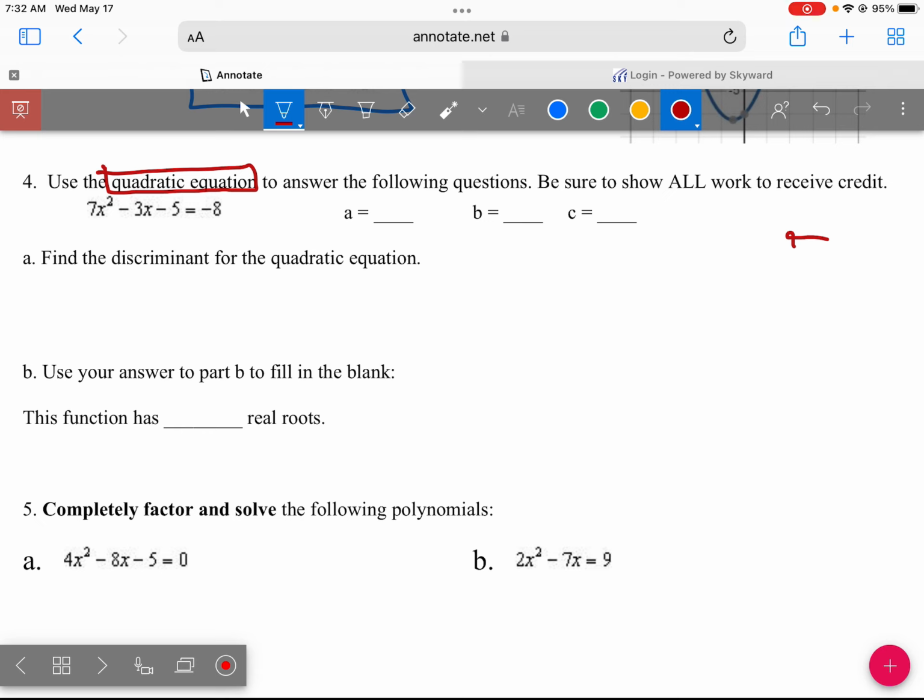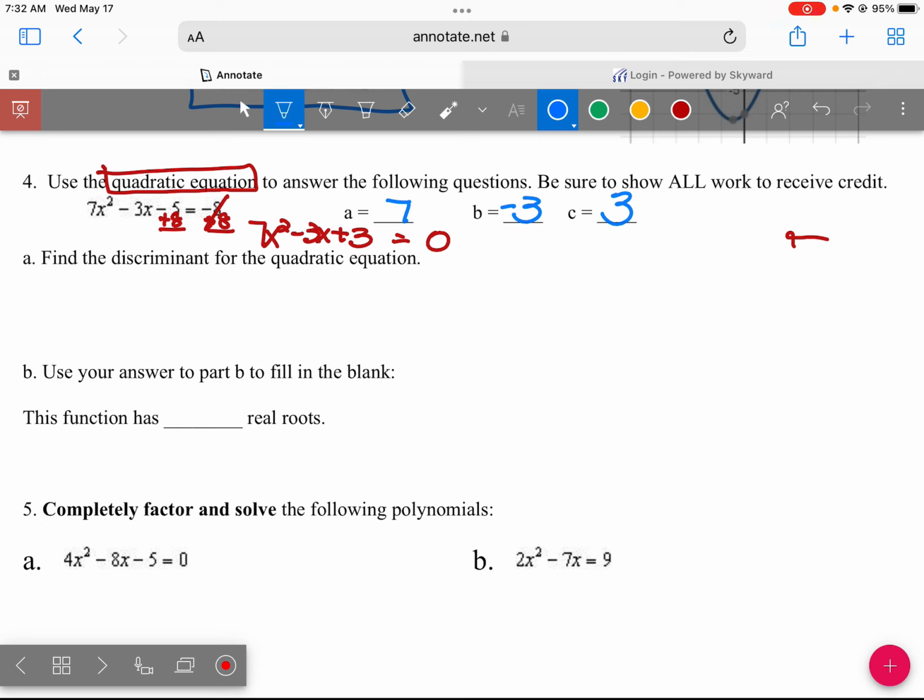Right now it's equal to -8. So I need to add 8 to both sides. The 8s are going to cancel out. And that gives me 0 on that side. -5 plus 8 is +3. And then I have 7x squared minus 3x plus 3. So what's my A value? 7. My B value, -3. And my C value is +3. Okay? All right. So we've now got it set equal to 0.